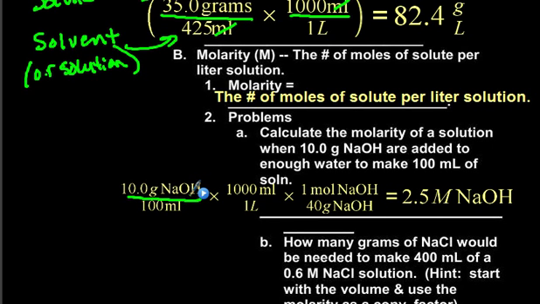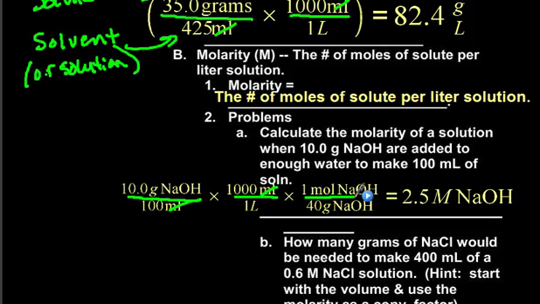And we need to convert these. We have two different conversions we have to do. We have to convert this to moles per liter. So we're going to start with converting to liters. We have 100 milliliters, where we know that 1,000 milliliters equals 1 liter. So those will cancel, giving us 1 liter on the bottom. But then we need to convert our grams of sodium hydroxide to moles. So we have 10 grams of sodium hydroxide.